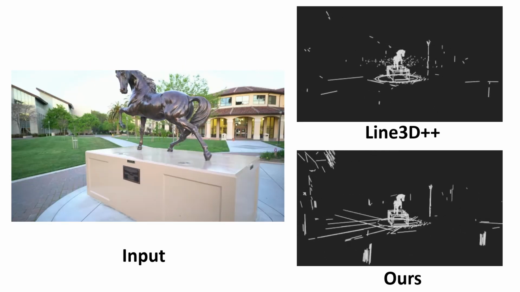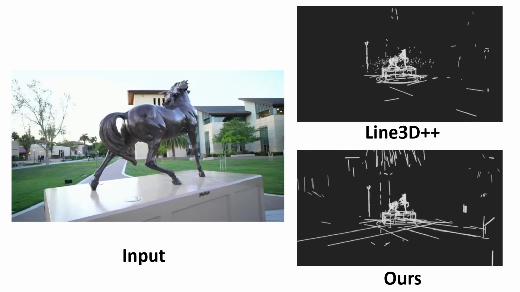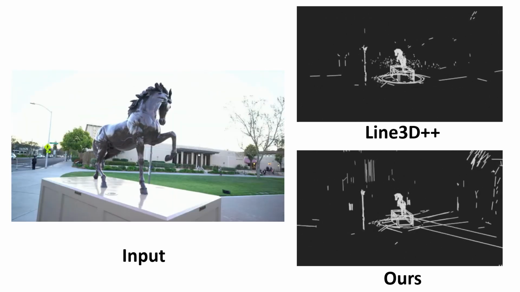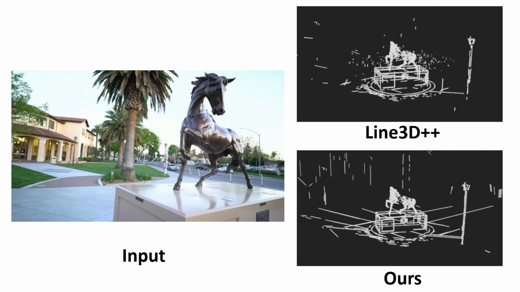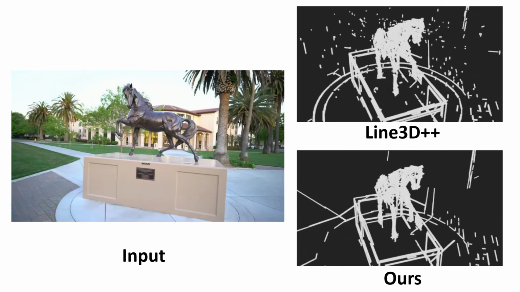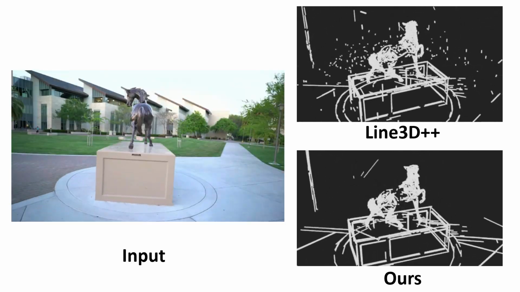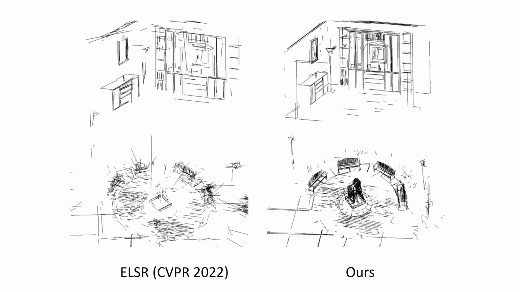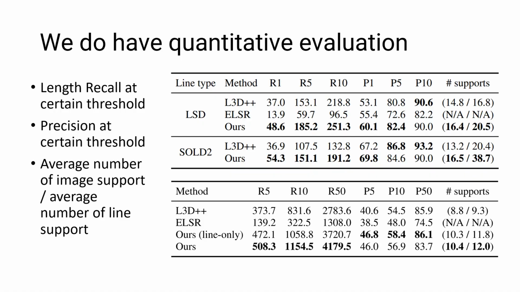Here, we show an example comparison with the only existing line mapping software, Line3D++. Our method does not have those noisy lines flying around the space and can recover subtle details such as the line markings on the ground. Here, we show more comparison with a very recent mapping method from last year, where our method produces much more complete and accurate 3D line maps. Quantitative evaluation also shows that our method outperforms existing ones by a significantly large margin, particularly on the track quality, which is very important to applications such as visual localization.